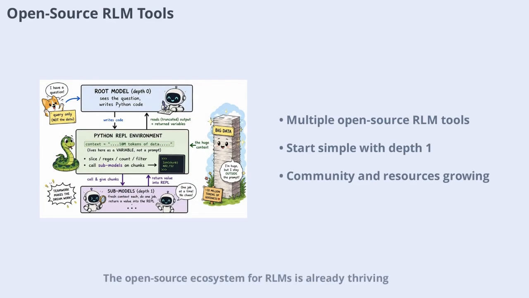The open-source ecosystem for RLMs is already thriving. Tools like Alexang 1.3 RLM, RLM Minimal, MinRLM, and RLM Code provide great starting points for experimentation and benchmarking. If you want to try RLMs, start with a recursion depth of 1 and resist the urge to make things more complex than necessary. The community is growing, and resources are improving rapidly.